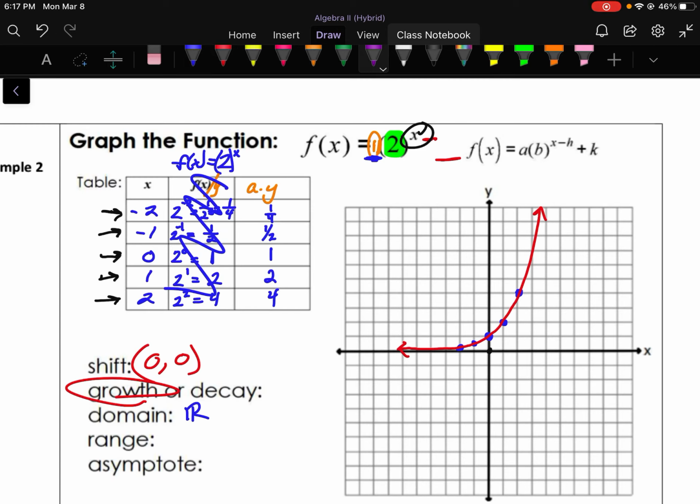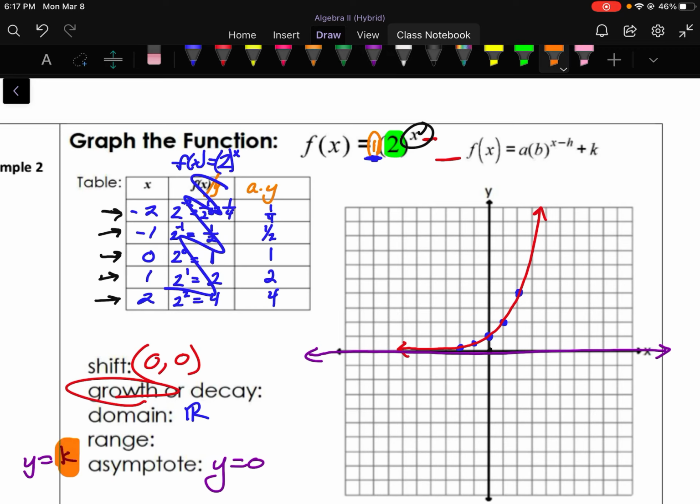It's kind of hard to tell because my drawing's not the best, but in this example, my asymptote is the line y equals 0. That's this line right here. I will never cross that graph. You can keep plugging in values, you can keep trying, but I will never go below 0 as far as an output.